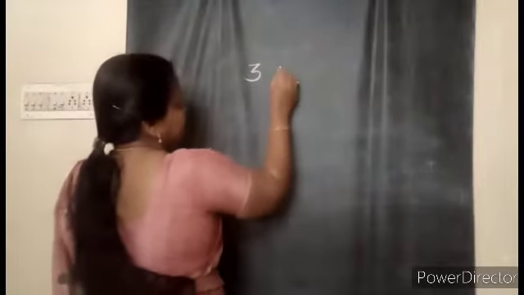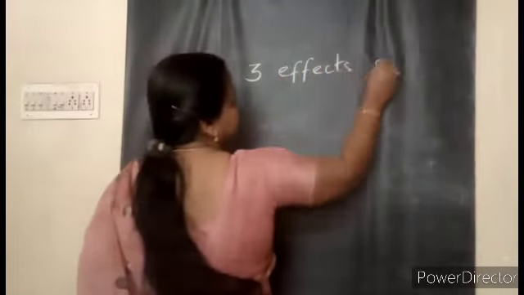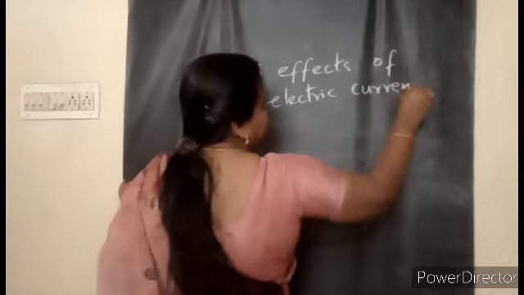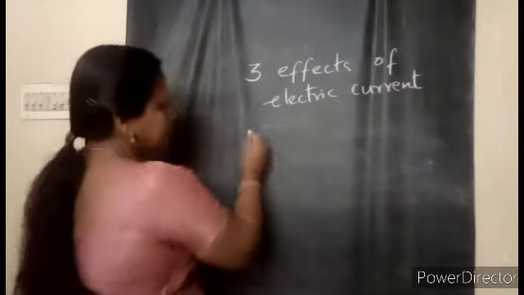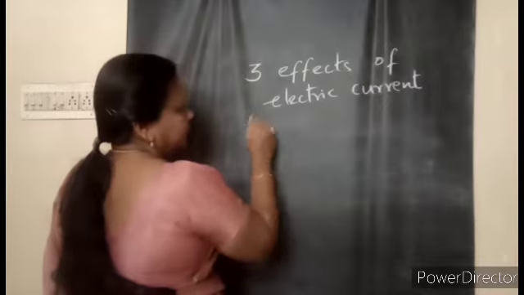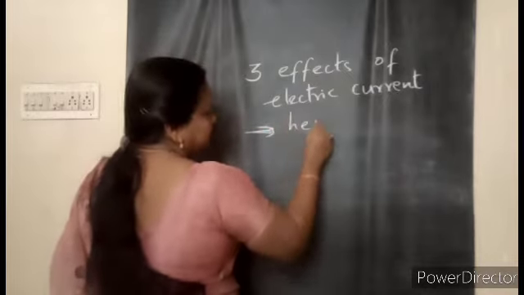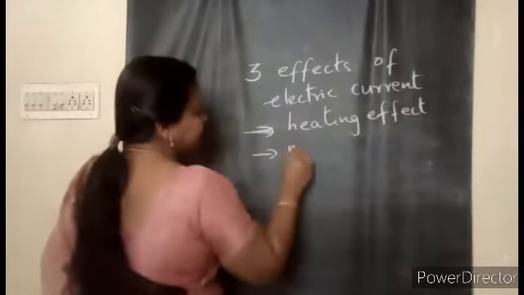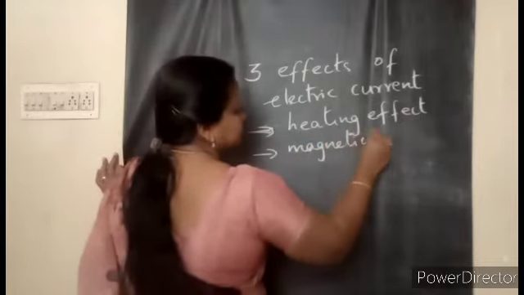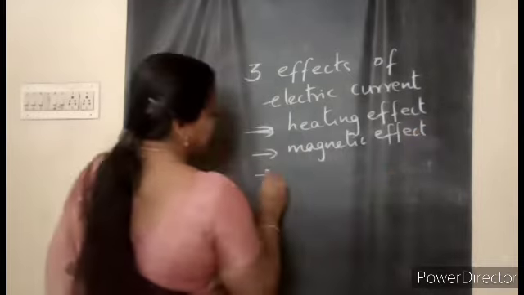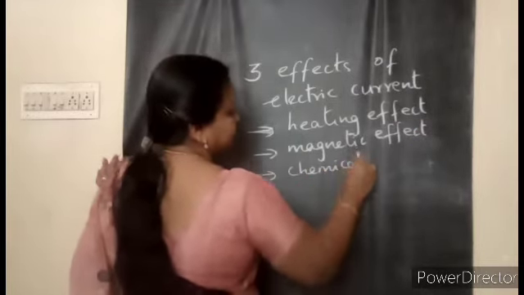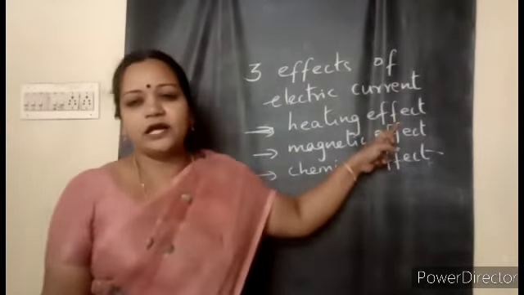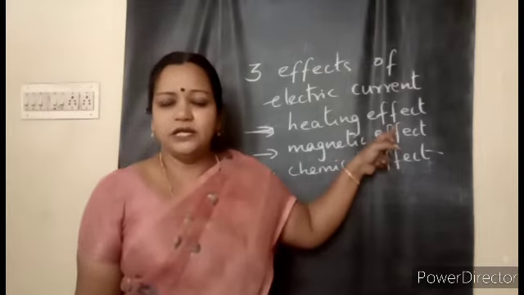So the three effects of electric current. When current is made to flow through the conducting materials, we can see and feel the heating effect. Sometimes we can see the magnetic effect and also the chemical effect. Of these three effects, we are going to learn about the heating effect. With just one activity, we were able to notice that the bulb is getting warmer.